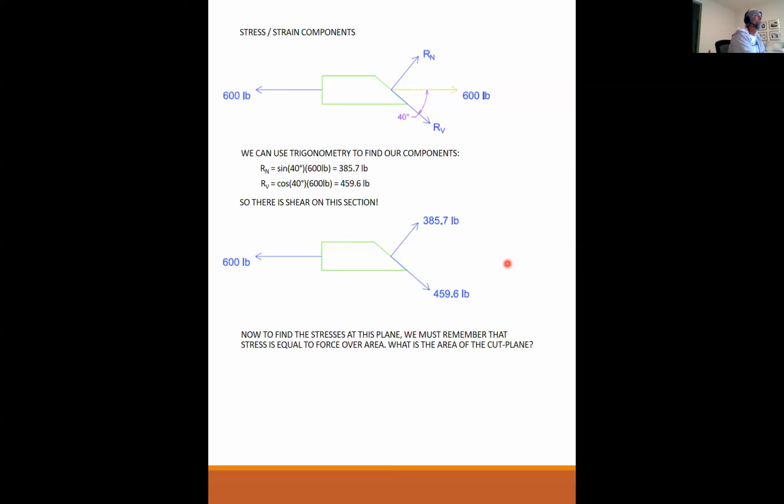I hadn't really considered positive or negative on this. Suffice it for now, we don't really have a sign convention because I don't really have a coordinate axis system set up on this one. I just know that my 600 breaks down into these two components. Is that okay?